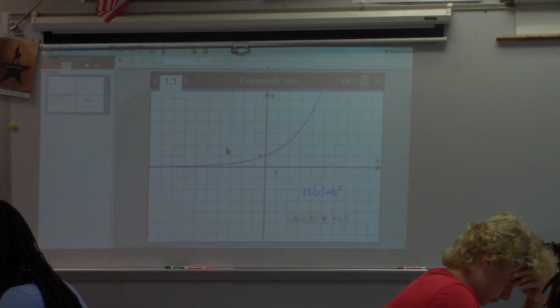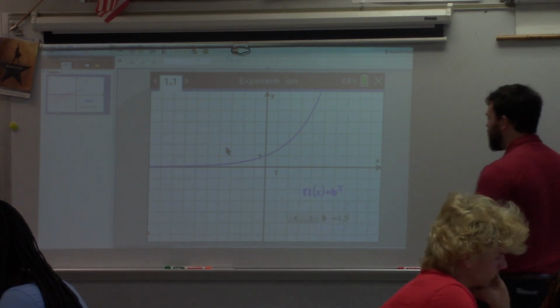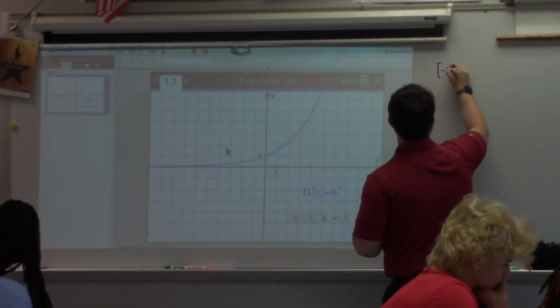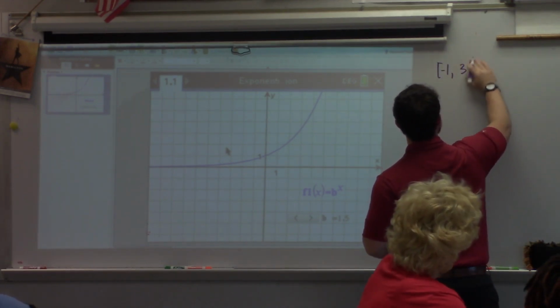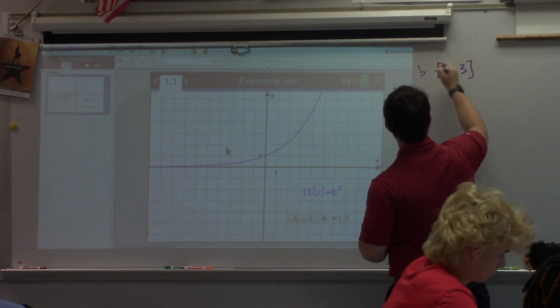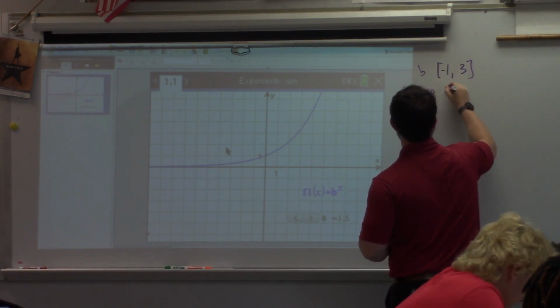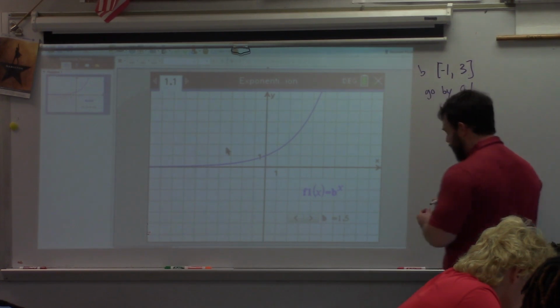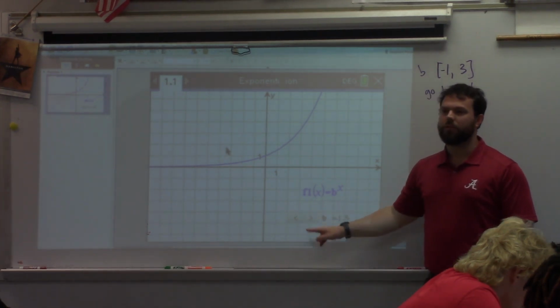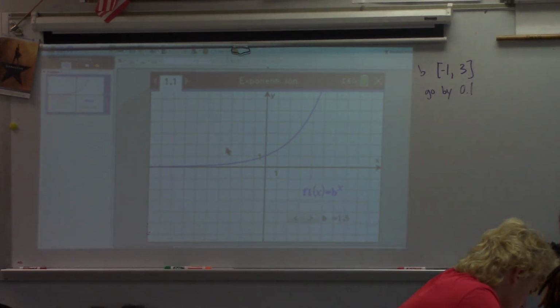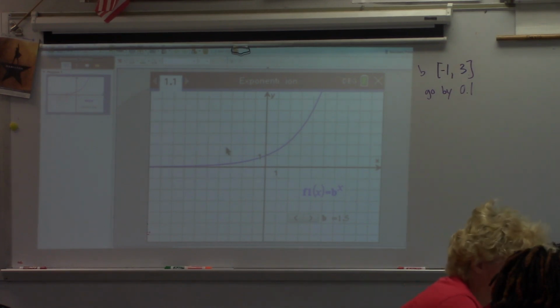What I want you to do is, I have set the values of b between, I believe, -1 and 3, and the values of b can go by 0.1. So click on these arrows to go through the different values of b, and I want you to look for some patterns and relationships. That's it. What do you notice about the values of b as you explore? Take a little bit of time to look at it on your own and then start talking with your small group about what you see.